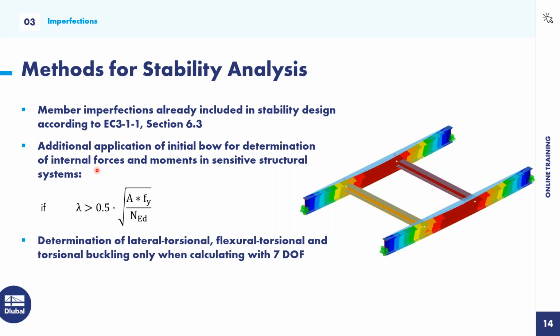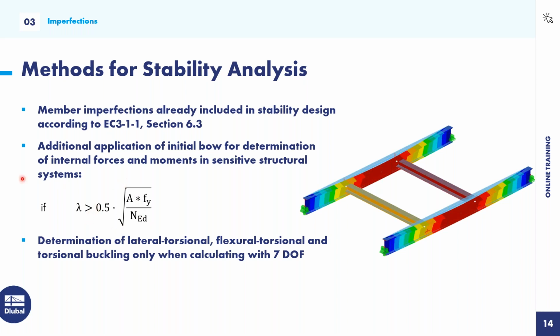And when I want to consider also additional applications of initial bow, you have to determine it for internal forces and moments in sensitive structural systems. So there you have to consider these things. But normally it's not necessary. Only when you have this sensitive structural system, then you have to consider these things. And here it's a kind of condition for that.